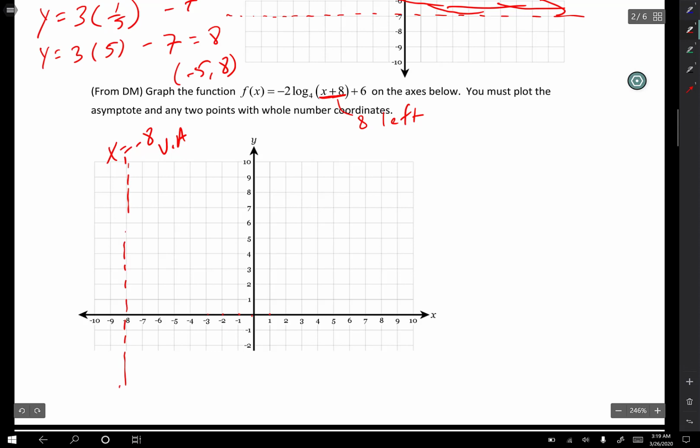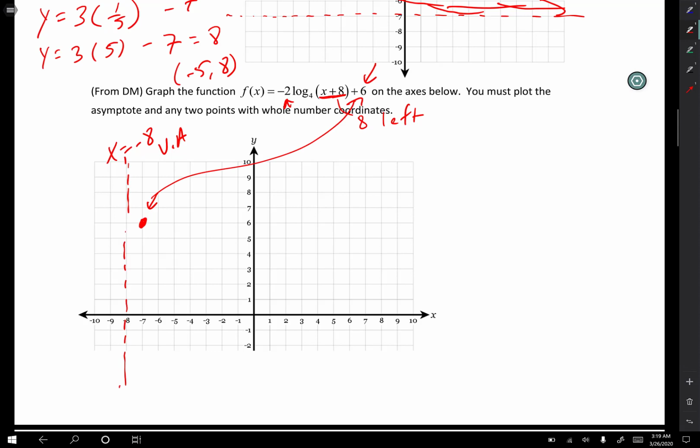1, 2, 3, 4, 5, 6, 7, 8, and I'm right there. That -2 does not affect it, guys, because remember that's a 0. 0 times anything is going to be 0. But this 6 does affect it, and you're going to have to move 6 times up. So when I move 6 times up, it's going to be -7, 6. So here's my new transformation. So there it is. And the reason for that is because of the vertical shift, 6 units up.